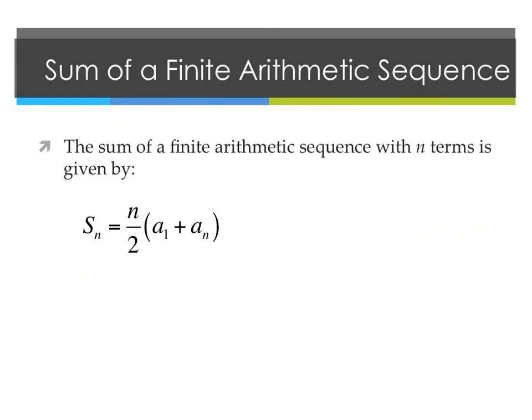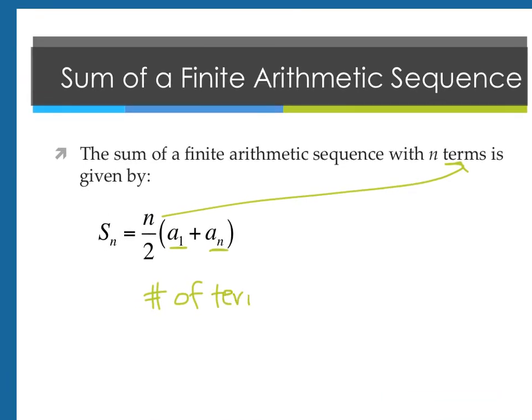All right, second topic in this section is the sum of a finite arithmetic sequence. So if I wanted to find the sum of a set of numbers that, A, have to be in an arithmetic sequence, B, terminate, so there's a finite amount of those numbers, then I find it by saying the sum of those numbers equals n, which is the number of terms, times a sub 1, which would be the first one, plus a sub n, which would be the last one. So it's number of terms over 2 times first plus last.